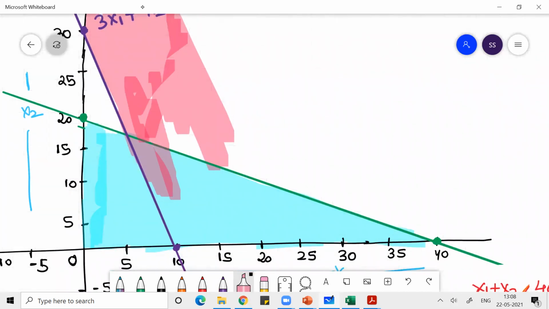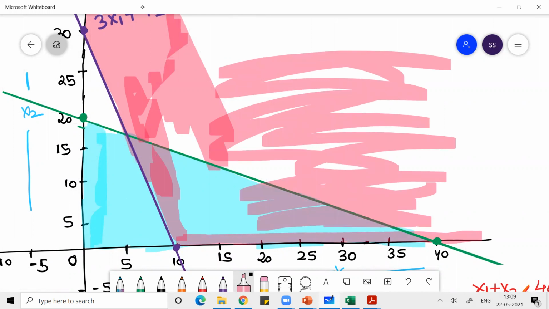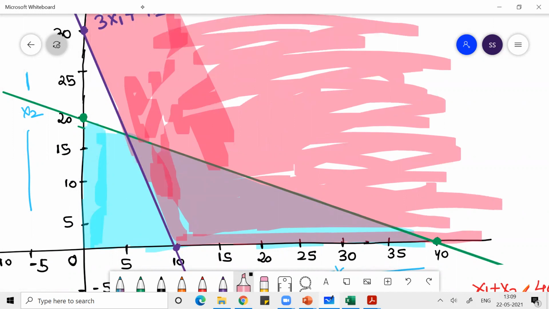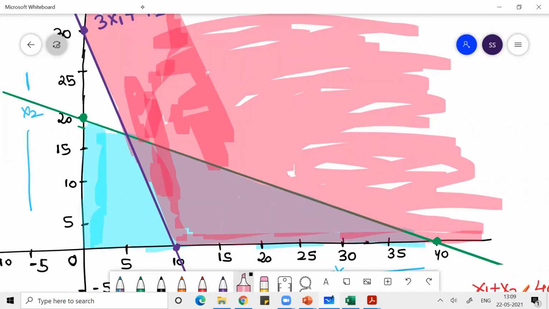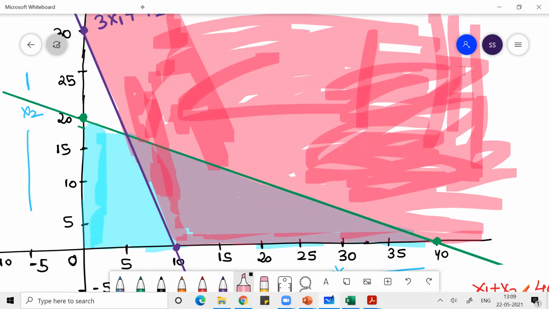Because you know that x1 and x2 should be greater than or equal to 0, so they cannot be negative. All the area beyond this line is part of the equation, this infinite area. I hope you understand. All this infinite area is a part of this.